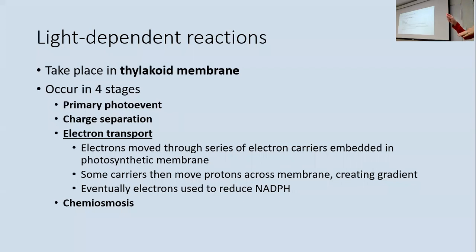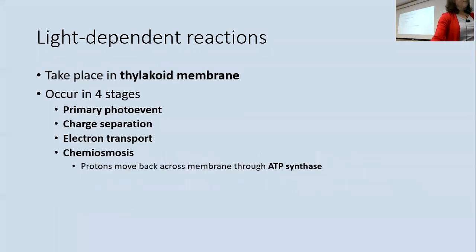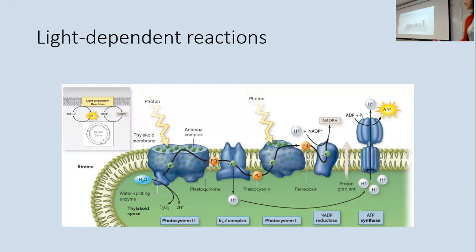Doing this moves protons across the membrane, creates a high concentration of protons inside the thylakoid, right? The electrons, once they're done going through the chain, reduce NADPH. And then the proton gradient that we just created moves back across the membrane through ATP synthase and generates a lot of ATP. Okay. It should be looking vaguely familiar, slightly. Now it looks like this.